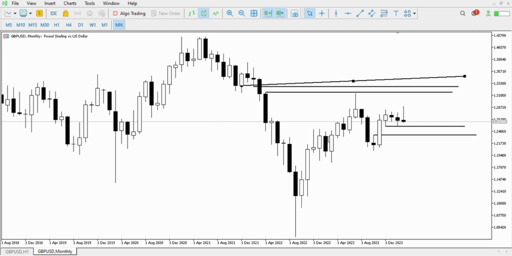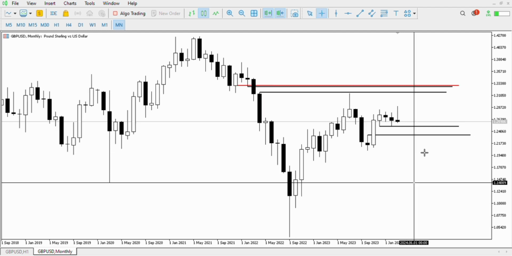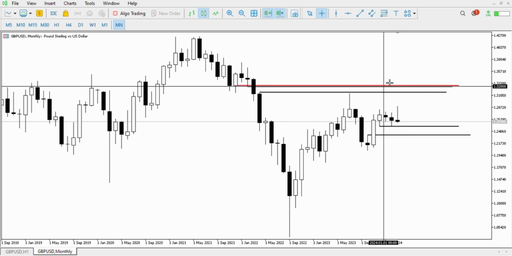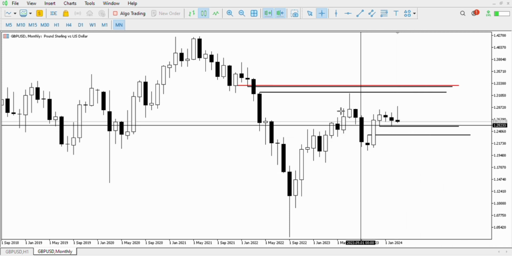So the other block is at 1.32, looking at the body, 1.32973. Alright, inserted that. Now we are done with the monthly time frame. We've marked out a possible area that could draw price lower and also a possible area that can draw price higher.